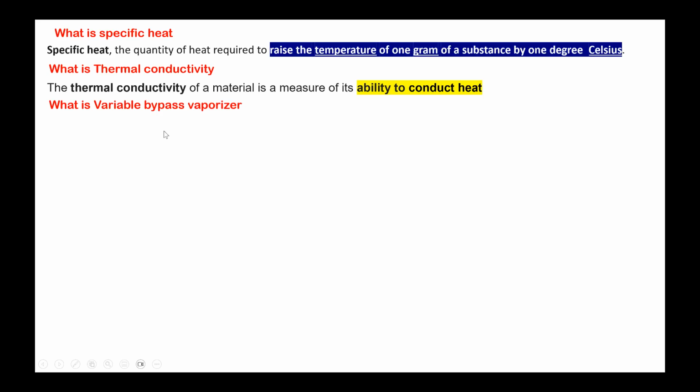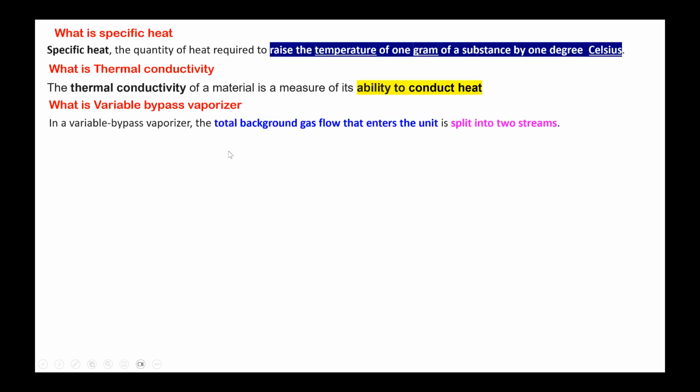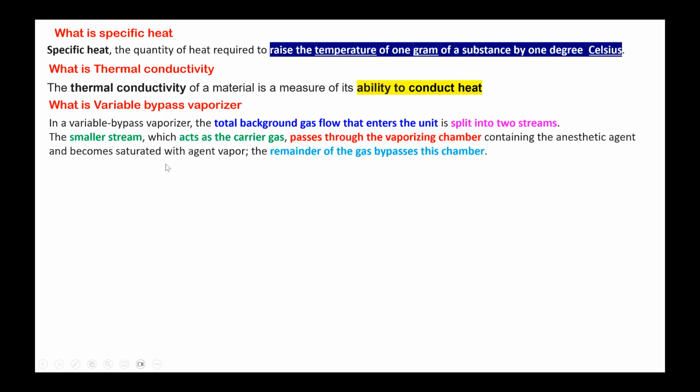Variable bypass vaporizer is the one where you can have a total background flow and it can split into two streams. The bypass which can vary is called a variable bypass. Part of the flow can enter the vaporizer, part can go straight, or all of them can go straight. If that variation is possible, it is called a variable bypass vaporizer. The smaller stream acts as a carrier gas and passes through the vaporizing chamber, and the remainder goes straight out of this chamber. And what is a measured flow vaporizer?